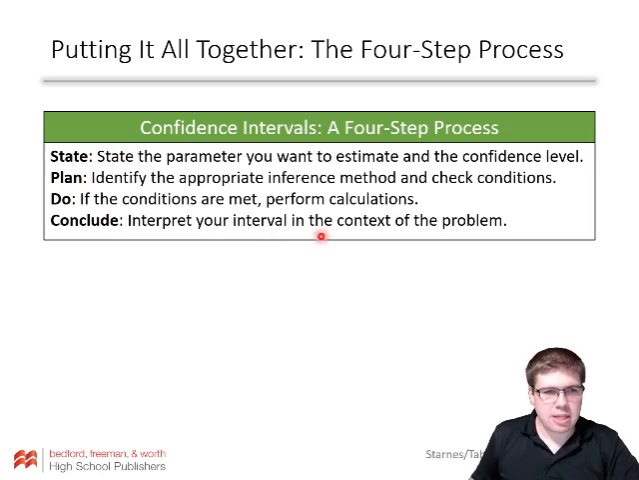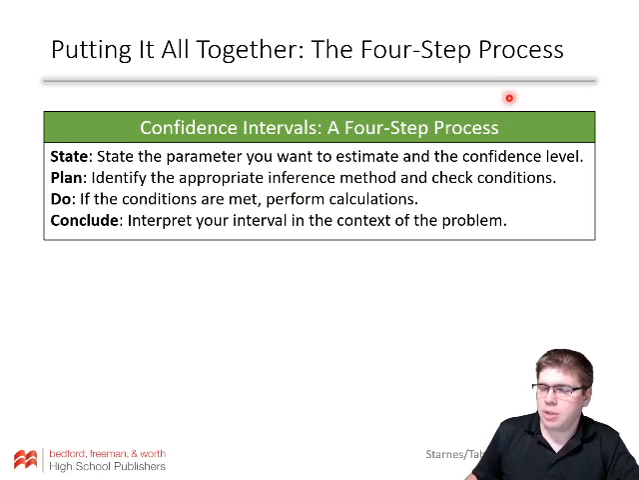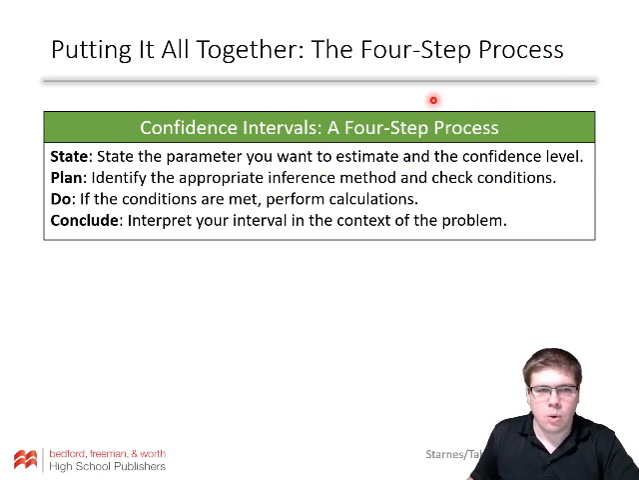So first, you state the parameter you want to estimate and the confidence level. Then you identify the appropriate inference method and check conditions. This one's not going to be super interesting right now because we pretty much only have one thing we're focused on, and it's the one proportion Z interval. That's the short name for it. But we're going to learn a whole bunch more. I think by the end we cover 16 technically different inference procedures, and so you need to identify the appropriate inference method and check the conditions. That's really one of the hardest steps for people, to remember all those conditions, and then actually calculate it.